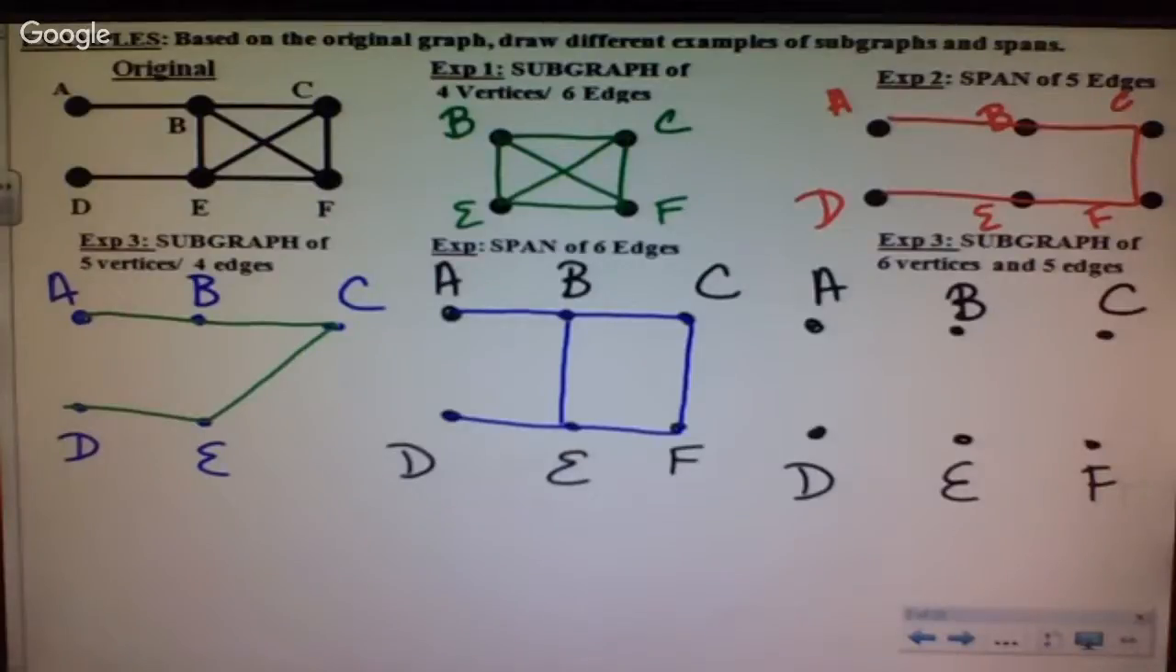Oh, I got it. Wait, I just got the same thing as the first one. If you actually look at this example up here, it's the same thing. Okay? 6 vertices, 5 edges. So the subgraph with 6 vertices and 5 edges is the same thing as a span of 5 edges. So I can just redraw what I had right above it. And it works. Bada bing, bada boom. Questions? Okay? Flip the page.